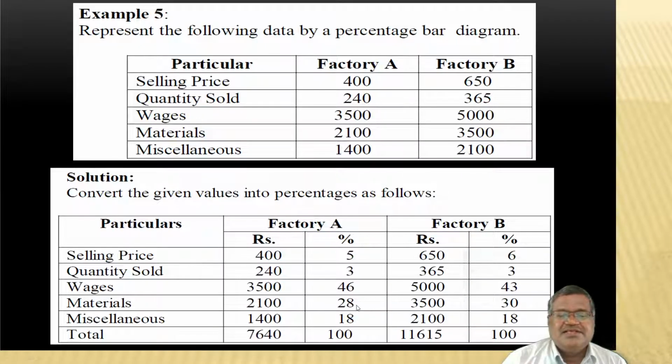Like this. Selling price is 6% in factory B. For getting this 6%, 650 divided by 11645 into 100 gives us 6%. Like this, we need to convert the particulars or components into percentages in a percentage bar diagram.